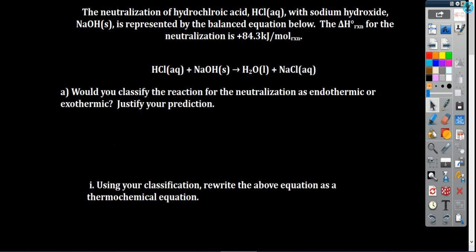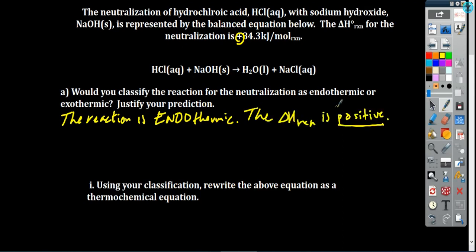Interesting. Part A. Would you classify the reaction for the neutralization as endothermic or exothermic? Justify your prediction. All right, let's take a quick peek at the sign of the enthalpy change. It is positive, so we're going to go with the reaction is endothermic. Boom. Let's think about our justification. The enthalpy change of the reaction is positive. A positive delta H indicates more energy was absorbed to break reactant bonds than was released to form product bonds.